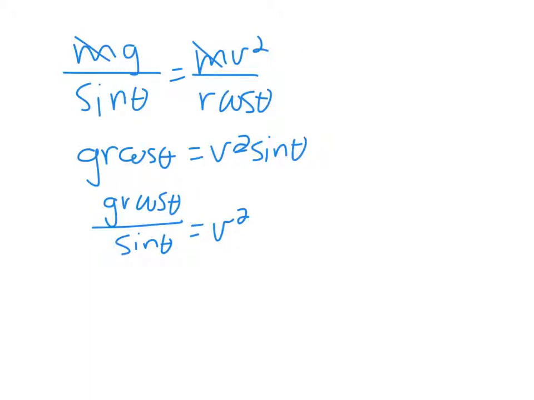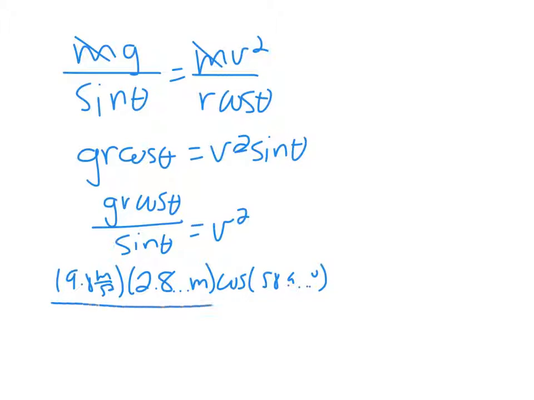Why am I solving for speed if it's asking for period? Because the only way to find period is by using the radius and the speed, so we need to find speed in order to get period. The only unknown in this equation is speed, so I just have to now put the numbers in. So g, 9.8 meters per second squared, times the radius. If you stored that number as r, you were smart, so 2.88 keeps on going, meters. Cosine, if you stored the angle as t, you were again smart, so this is 58.9, keeps on going, degrees, divided by the sine of 58.9 keeps on going, degrees. And that equals my speed squared.